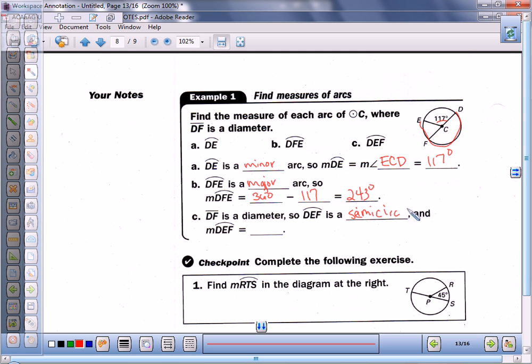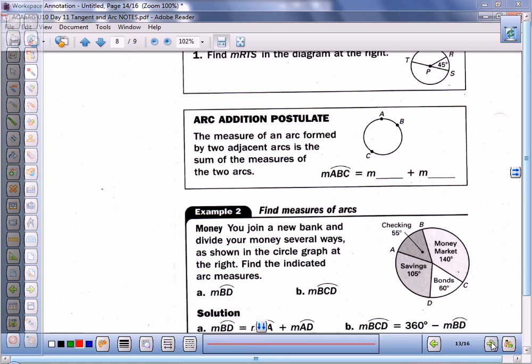Now in this example, it asks us to find RTS. So the order of the letters matters. It tells us to go this way. And RTS would have a measure of 360 minus the 45, so it would be 315 degrees. Now, this says that if an arc can be formed by the sum of two others, arc ABC can be formed by the sum of AB plus BC. And it gives us that full arc. We're going to skip this example.